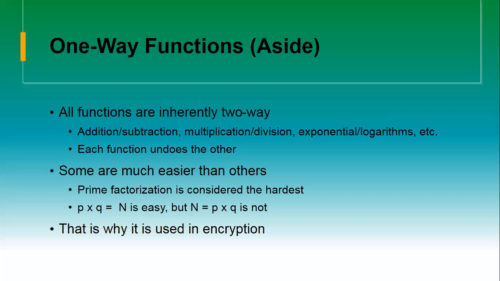So in that sense, some are easier than others. Think about when you learn how to do basic arithmetic, you start with addition because it's easier. In a way, prime factorization is similar, because multiplying two things together to find the number is easy, but taking that number and finding two numbers that multiply to get to it is hard. And so for this reason, it's used in encryption.